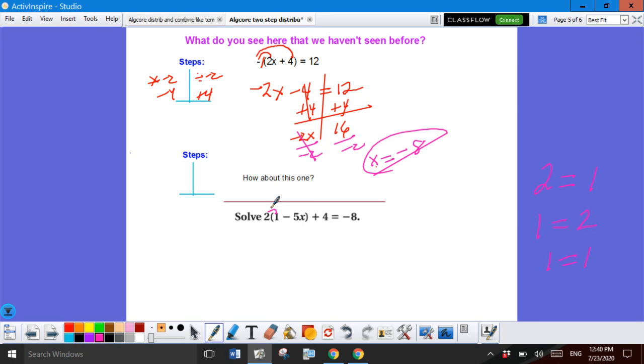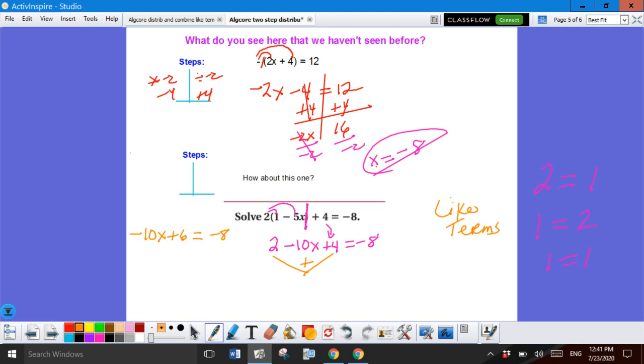So I have to do something to simplify that. We're going to start by distributing. And notice this distribution stops at the end of the parenthesis. So 2 times 1 is 2. 2 times negative 5 is negative 10x. Now, this plus 4, it drops. Okay, we have to look for like terms. And I see that these two are like terms, so I'm going to go ahead and add those. So I come up with negative 10x plus 6 is equal to negative 8.